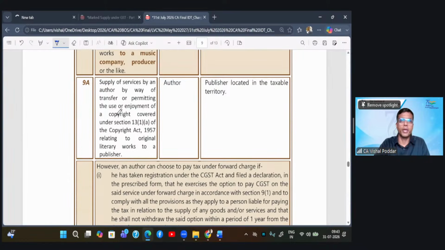Now comes another copyright. Here, this copyright is given by an author to the publisher. So again, I'm an author writing a book, and I'm giving my copyrights. Same thing: I'm transferring or permitting the use or enjoyment of my copyright. Again, it is an original work, but now it is a literary work. It is not relating to any movie, web series or album, but to the publishing of a book. So whenever I, as the author, give my copyrights to the publisher, again here comes the option.